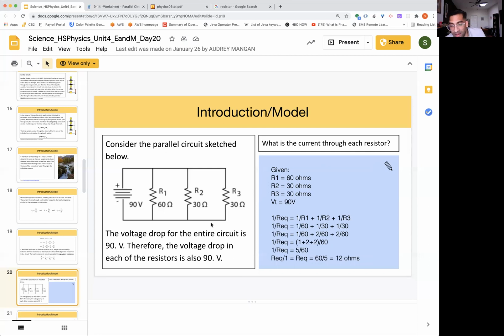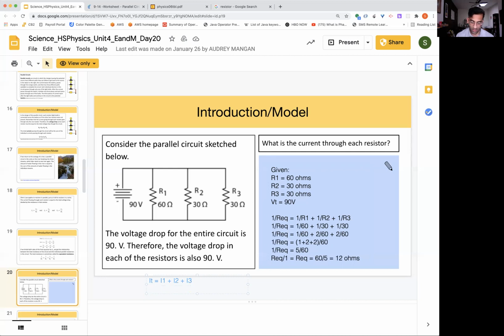Now that I have that, I can also calculate the current through each resistor. Now, let's remember that each one of these resistances, like we saw in the previous slide, I'm going to change the color. Each one of these resistances is equal to, so first of all, the total resistance is equal to the individual resistances added up together.